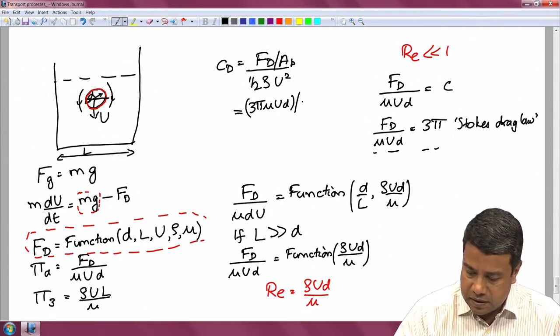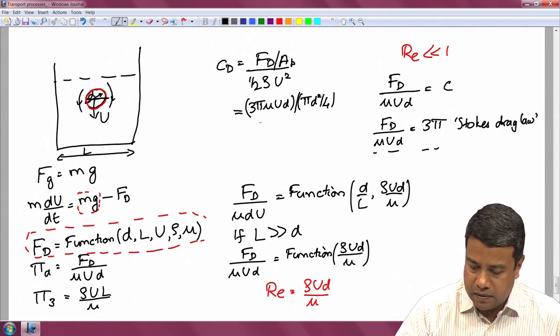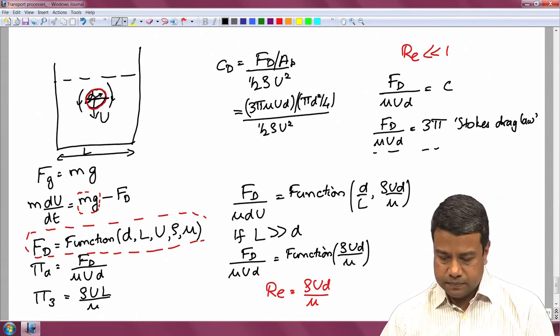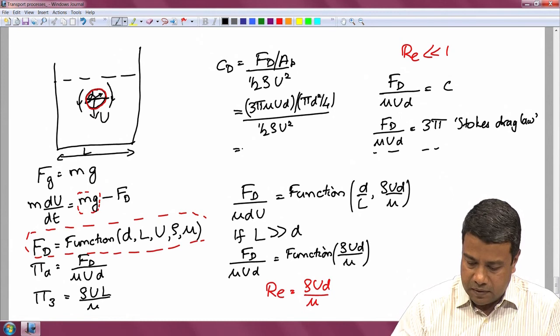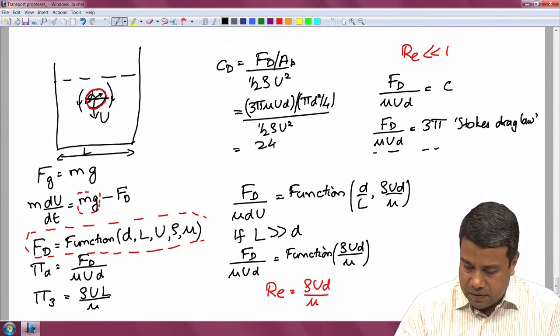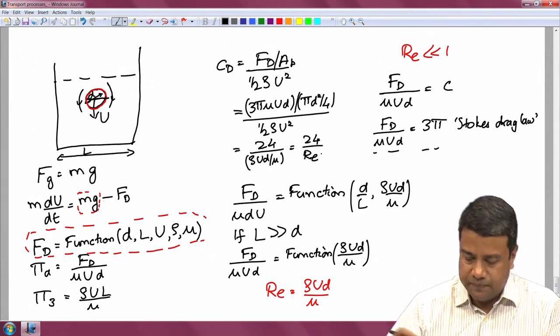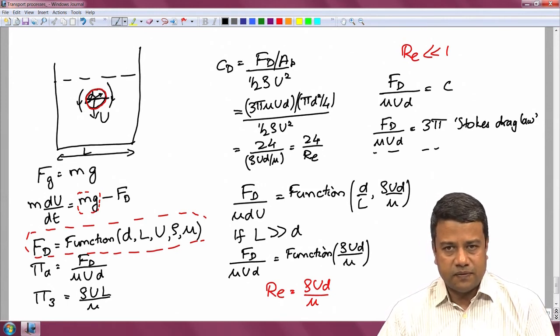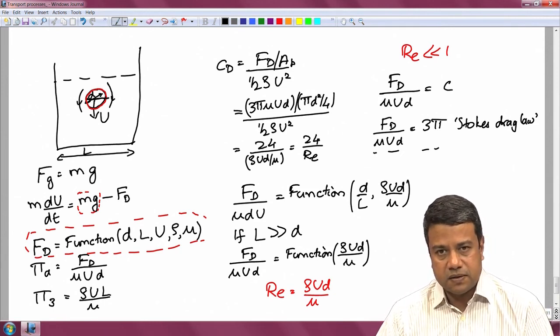The area of projection is pi r square, which is pi d square by 4, divided by half rho u square. If you simplify this, you will find that this is just equal to 24 by rho u d by mu, which is equal to 24 by the Reynolds number. So, that is the first correlation that we have got for the drag coefficient on a sphere settling in a fluid, when it satisfies Stokes drag law.